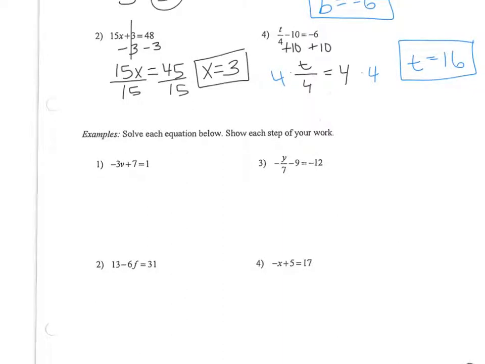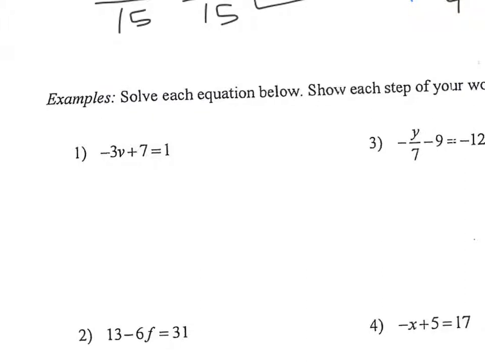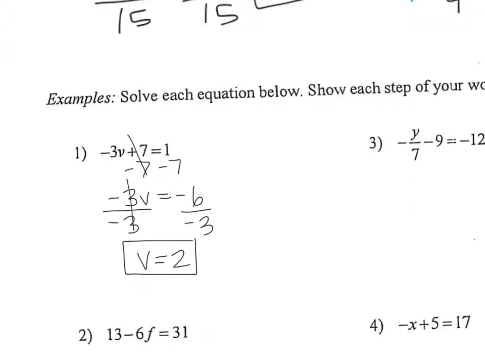So the number 1, this is being multiplied. Negative 3v plus 7 is multiplied. So I need to get rid of this 7 first. So I'm going to subtract 7 from both sides. This cancels out, so negative 3v equals negative 6. And then I divide both sides by negative 3. This cancels out, v equals 2 is my answer.